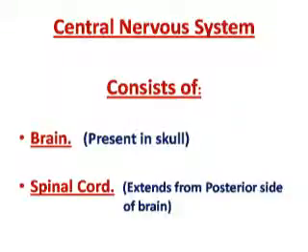Central nervous system or CNS consists of brain and spinal cord. Brain is present in the skull, while the spinal cord extends from the posterior side of the brain in the form of a long rope-like structure. It travels through the vertebral column and extends from the neck to the end of the backbone. Skull and spinal cord provide protection to the central nervous system.